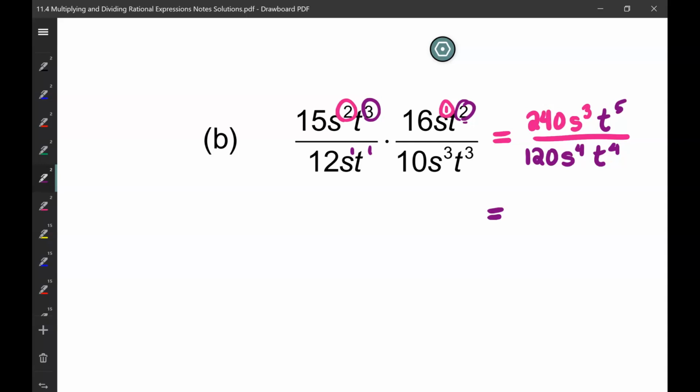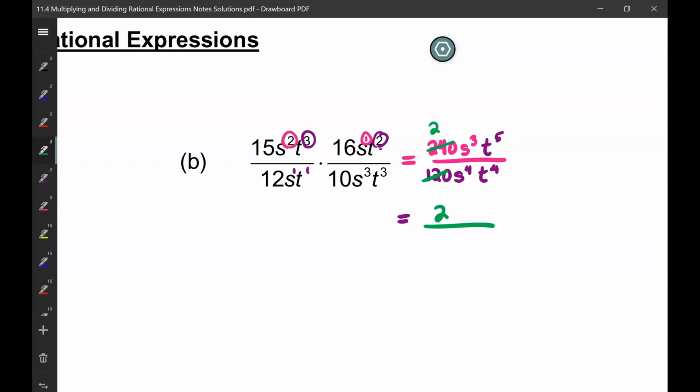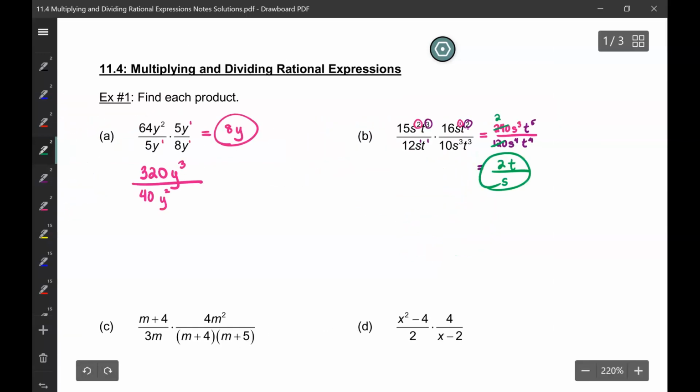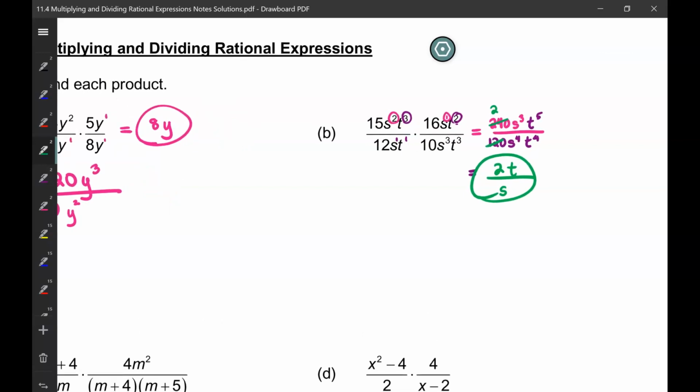Okay, now I want to simplify from here. So what can we cancel? Well, 120 actually goes into 240 2 times. Now, s to the third over s to the fourth, so if I subtract, I'd get s to the -1, so that means I'm going to put s to the first in the denominator. And then t to the fifth over t to the fourth is t to the first power in the numerator. Okay. So that's when we multiply. These are rational expressions with just monomials.